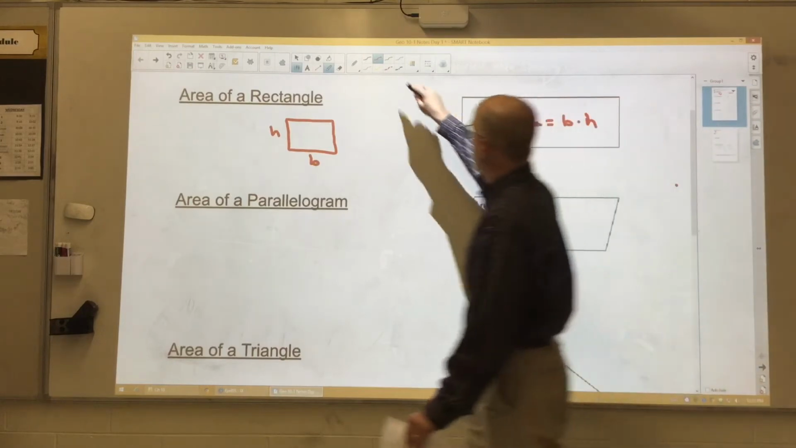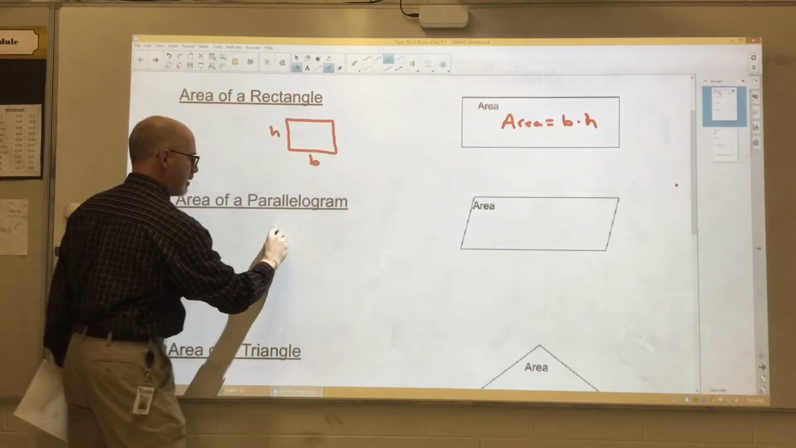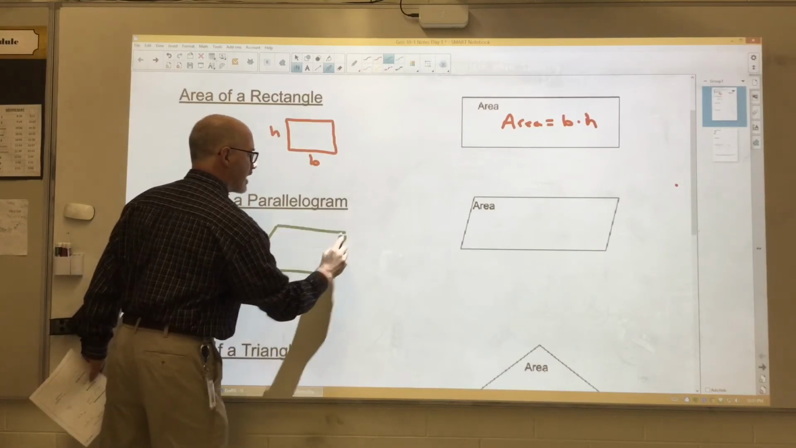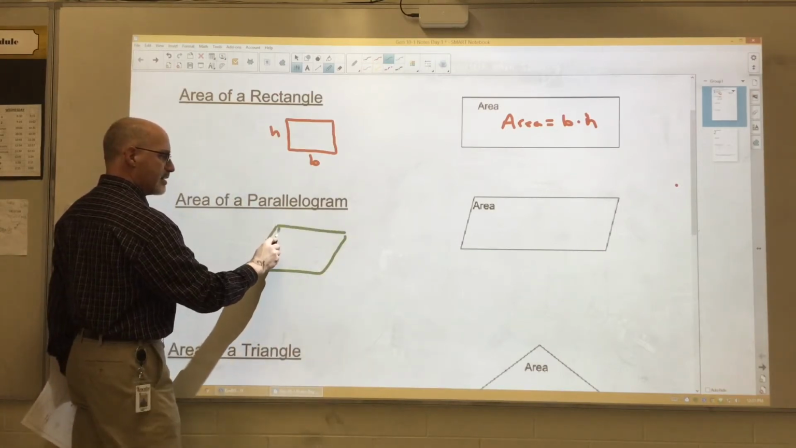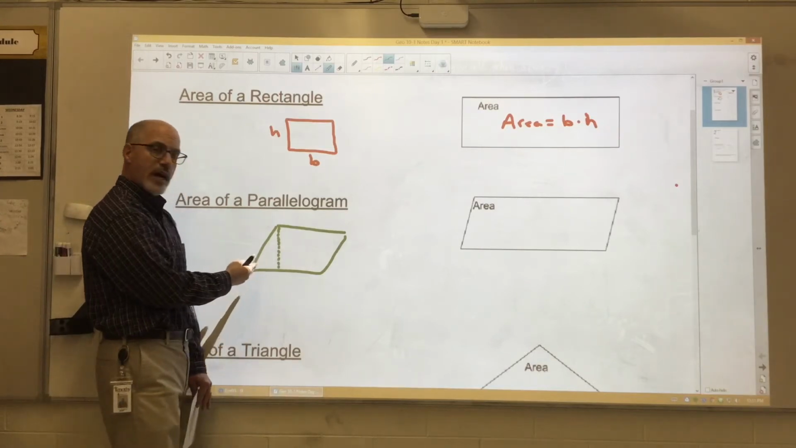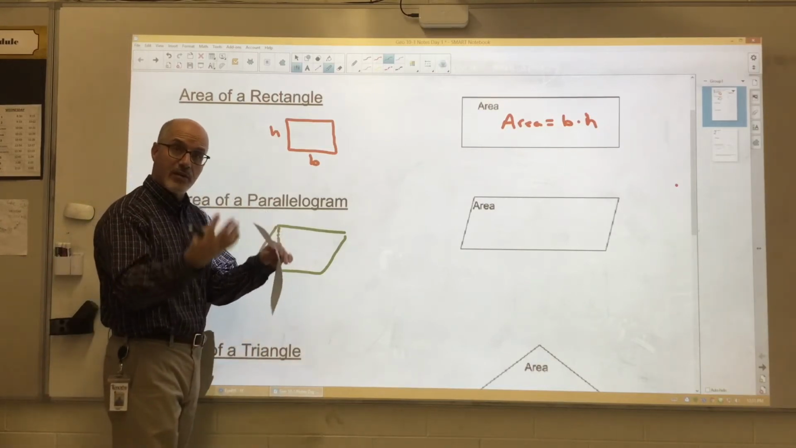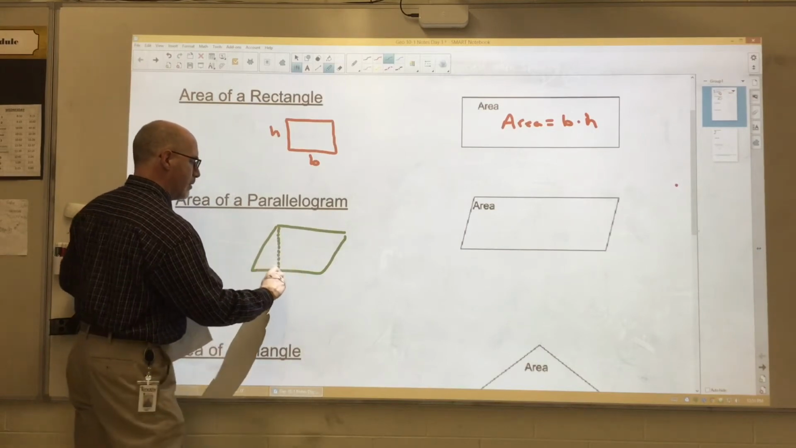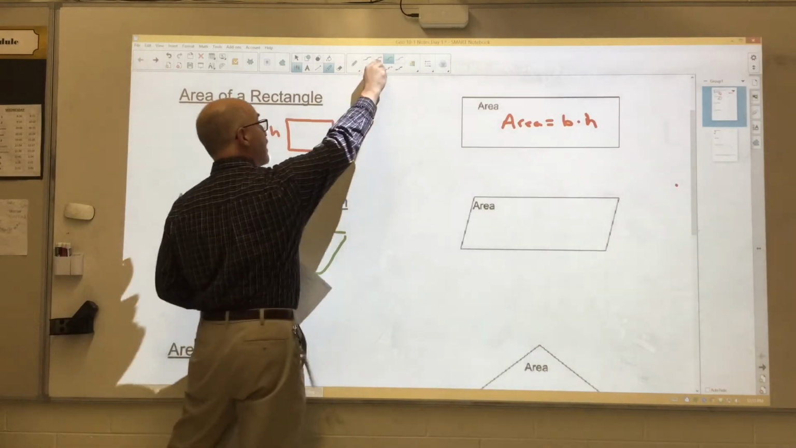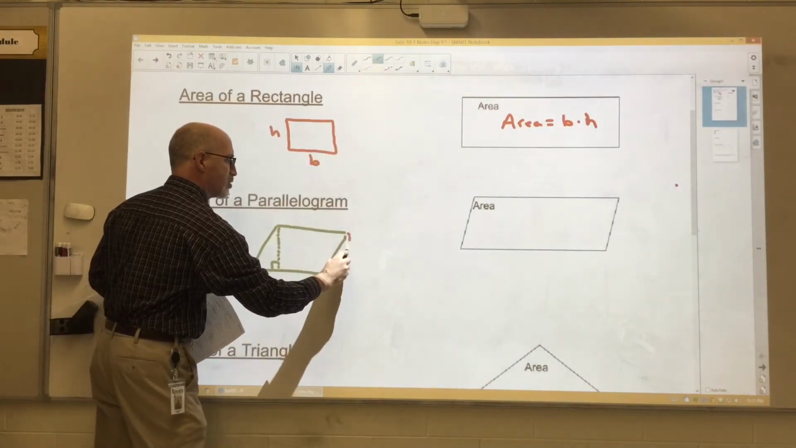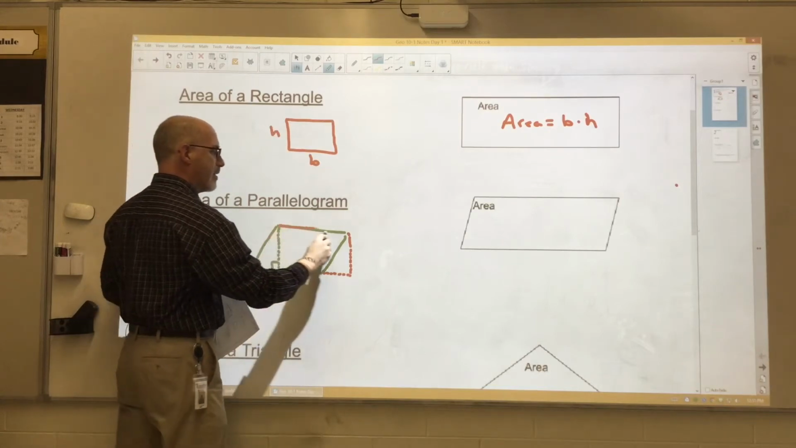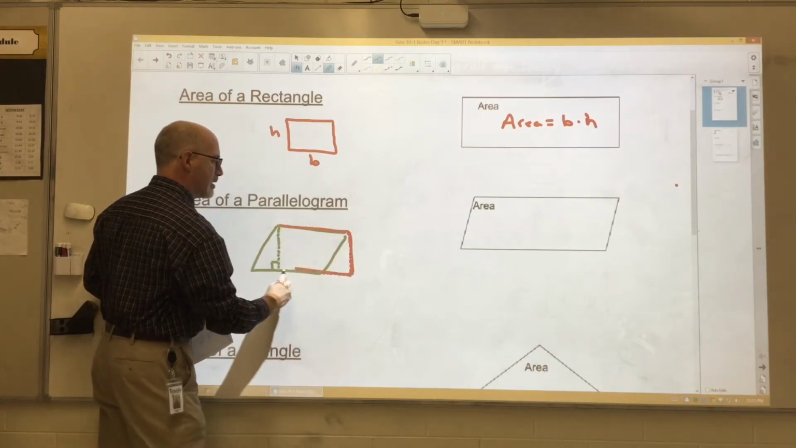So when we look at this, a parallelogram looks like this. We've got the parallel sides. If I draw this altitude down to this side here, what I have is a triangle that I can take and put on the other side of the parallelogram. So we're going to take this, we're going to move that over here, and if you think about that triangle going over here instead, I now have what looks like a rectangle.